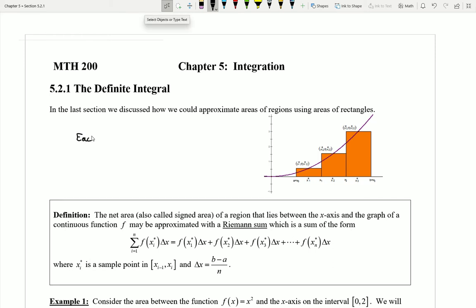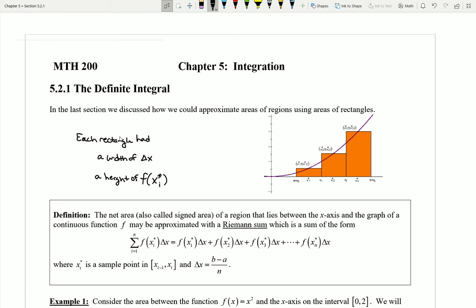We said that each rectangle would have specifically a width that we represented with the symbol delta x, and it would have a height which was ultimately determined by going to our function that we were trying to find the area under and plugging in a special point which we denoted with an x star. Then we had to pick a different special point for each individual rectangle. As you can see here in the picture, we have x star number 1 for rectangle 1, x star number 2 for rectangle 2, and so on and so forth. Here I'll just note that as x star i, where i is just the rectangle that I'm currently referencing.